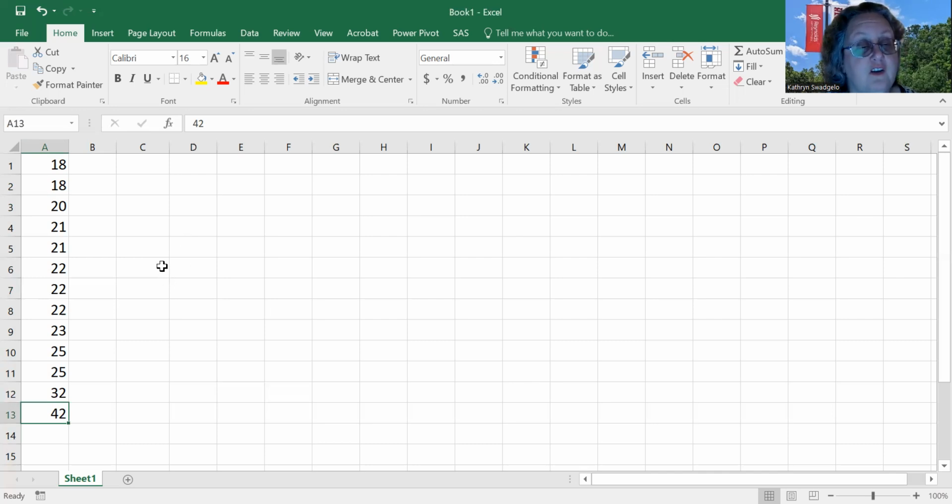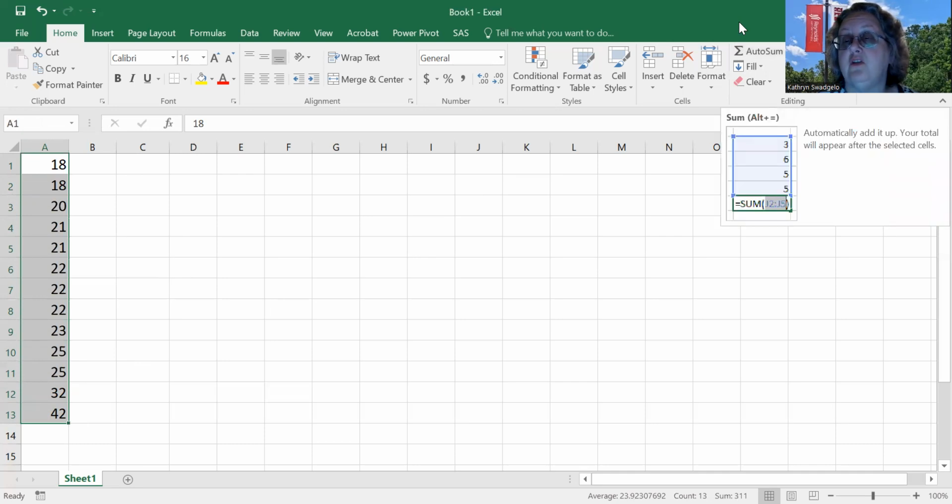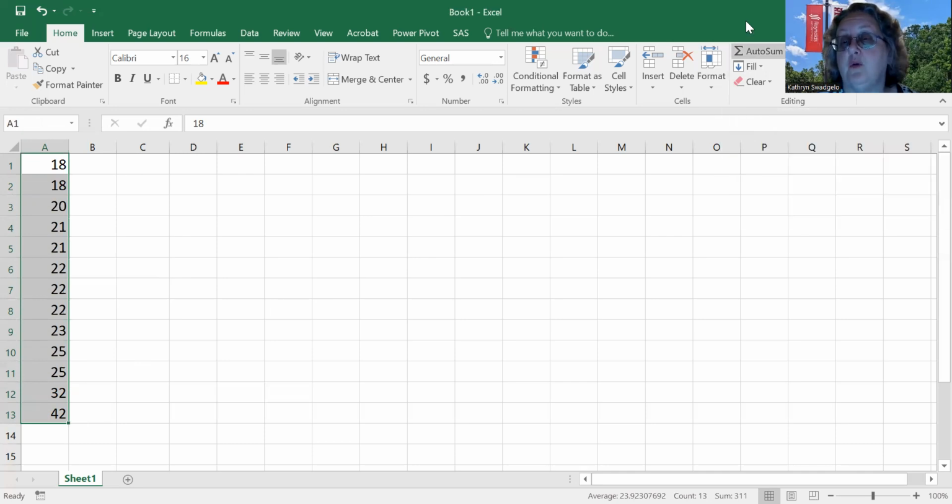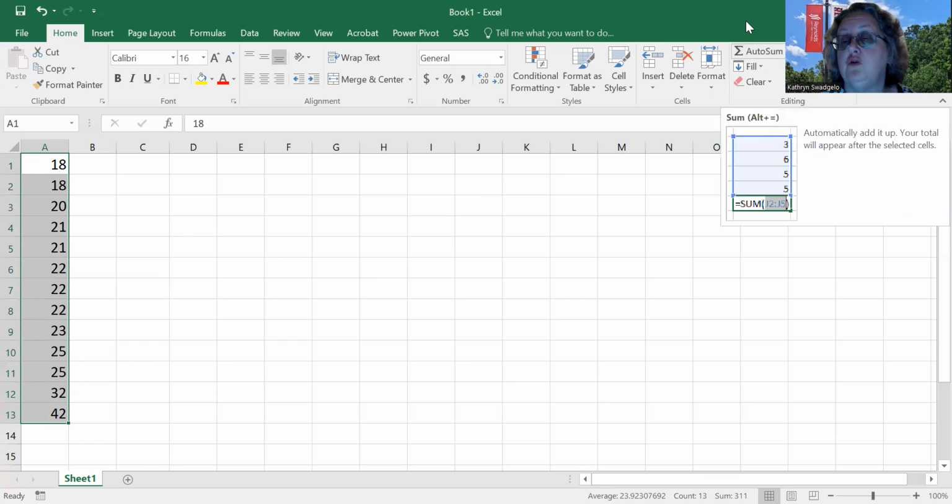So for the mean of the data, we need to add the data up. And I can do that by highlighting and coming over here to the right. See the capital sigma and the word AutoSum, the Greek letter sigma. The capital one, the uppercase one, is often used for the word sum. And notice how when I mouse over it, the little pop-up says sum, automatically sum it up.